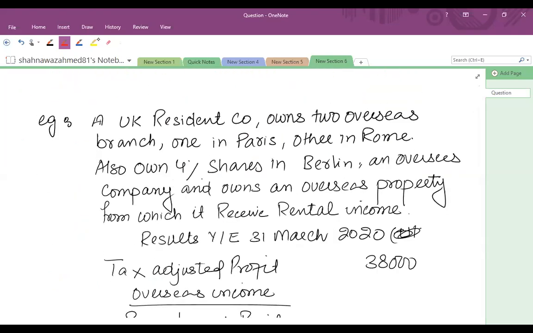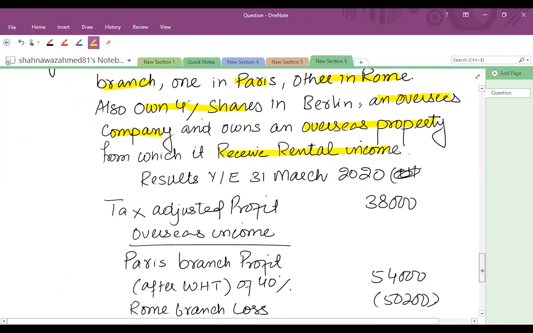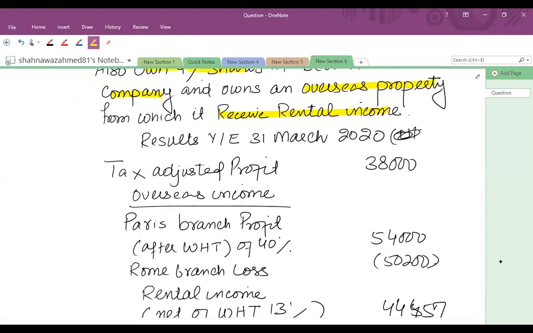Let's see another example with some losses and foreign income. A UK resident company owns two overseas branches, one in Paris, the other in Rome. It also owns 4% shares in Berlin, an overseas company, and owns an overseas property from which it receives rental income. Following are the results for the year ended March.